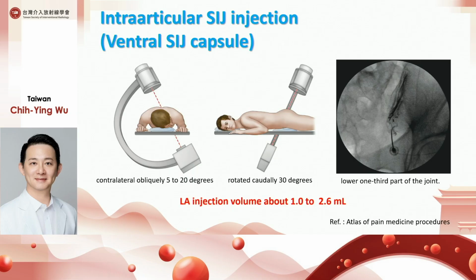The intra-articular SI joint injection is for ventral SI joint capsule pain. I usually perform this procedure under fluoroscopy. The C-arm is rotated contralateral oblique 5 to 20 degrees, then rotated caudally about 30 degrees. When we see the SI joint capsule clearly and the needle is advanced into the joint, I inject contrast to confirm the needle position.